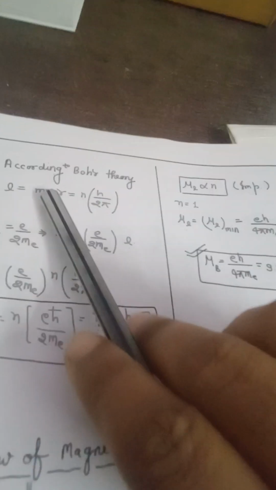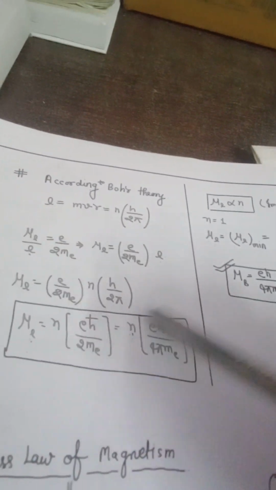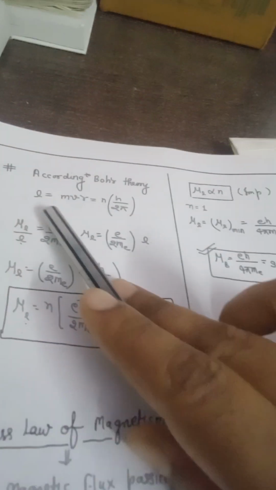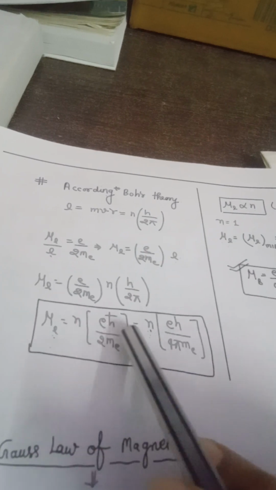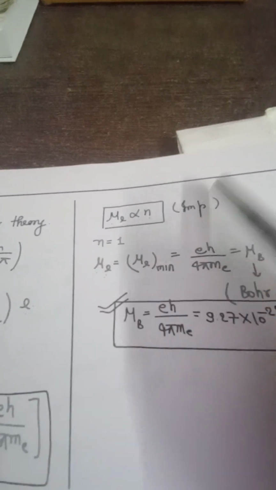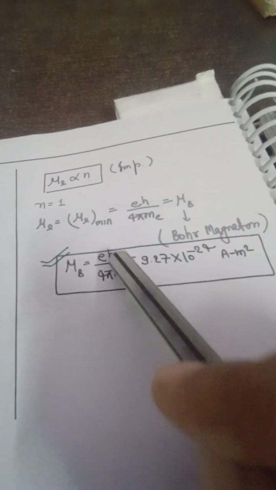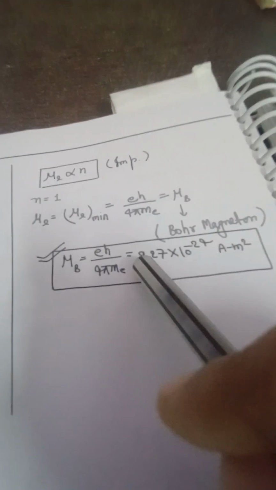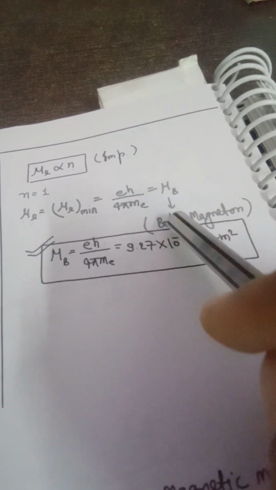According to Bohr theory, after calculating you will find L is equal to n h upon 2 pi, M L is equal to n e h cross upon 2 m e, n e h upon 4 pi m e. So M L is directly proportional to n, it is important. So after calculating, mu B is equal to e h upon 4 pi m e, that is 9.27 times 10 to the power minus 24 ampere meter square. This is the Bohr magneton.